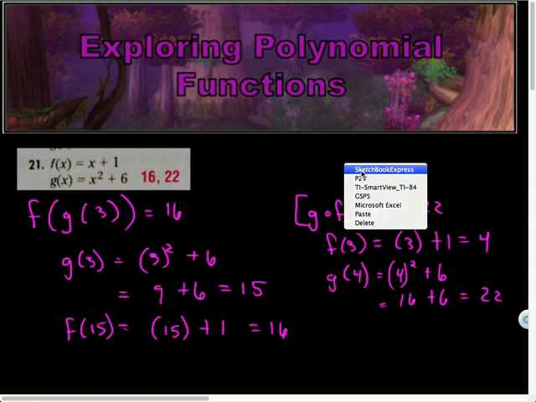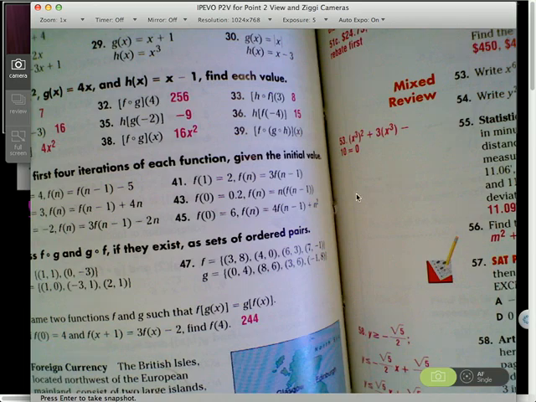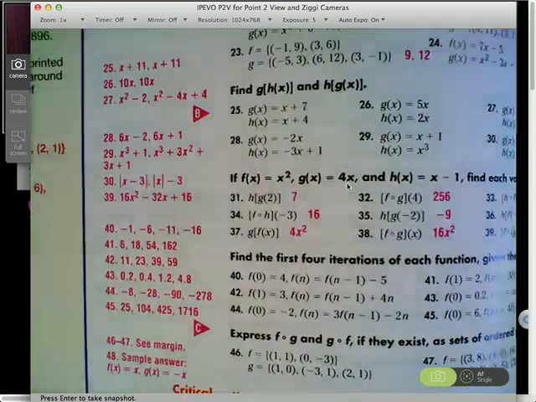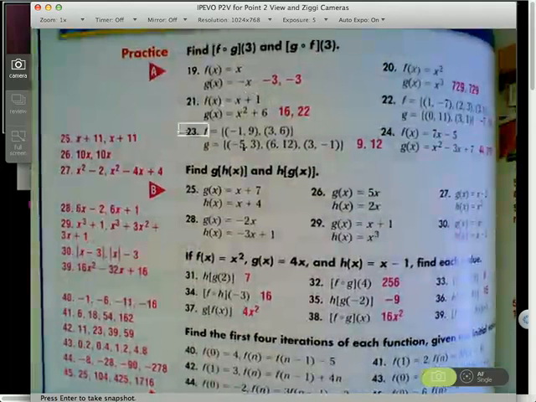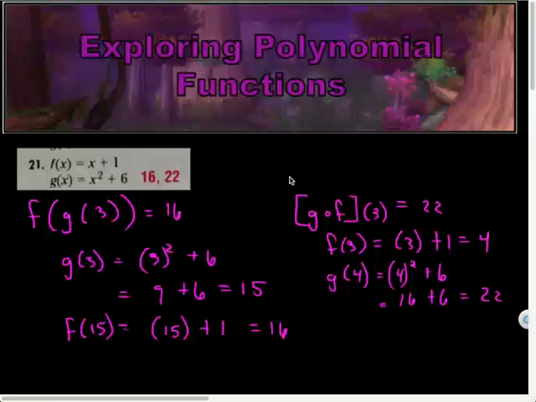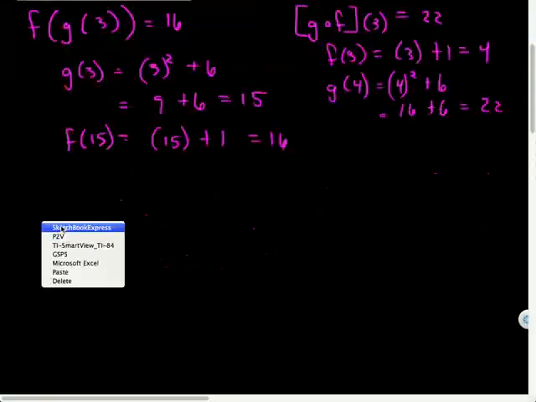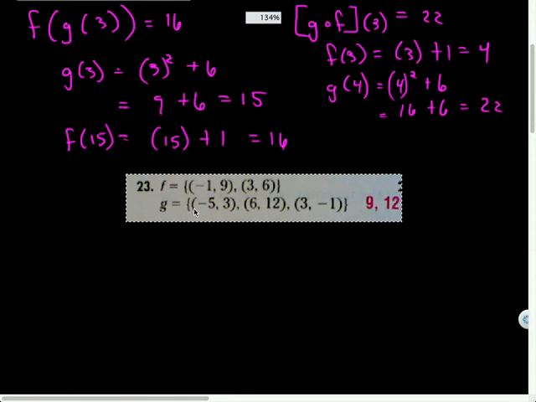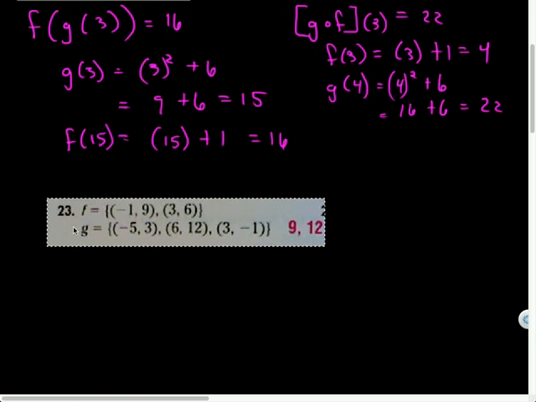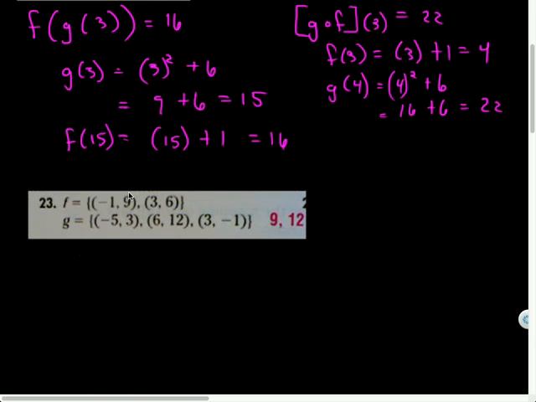So function composition. Now, there are a lot of different ways of representing functions. One of them we only saw in the classwork yesterday was number 23. And this is representing it as a set of ordered pairs. They represented each function. So they want us to calculate the same thing. So this one's going to be a little bit more visual in the sense of the work.